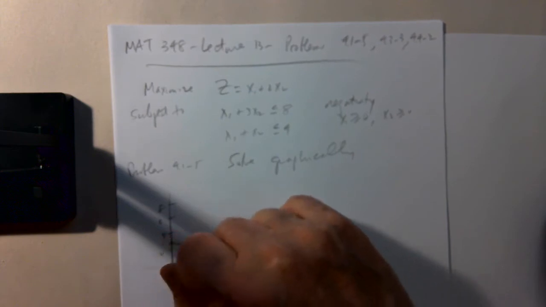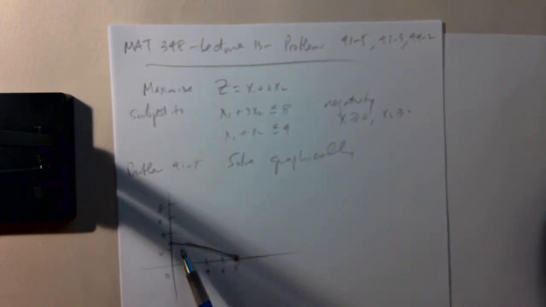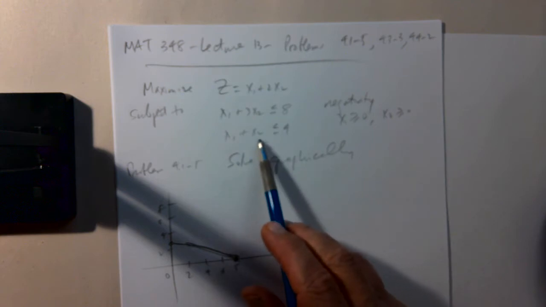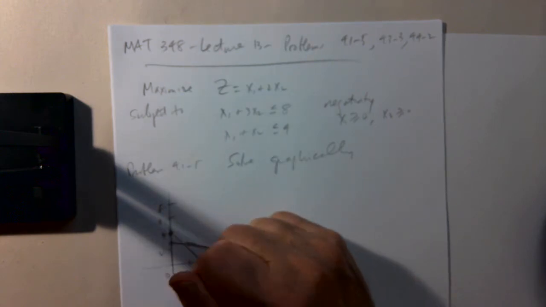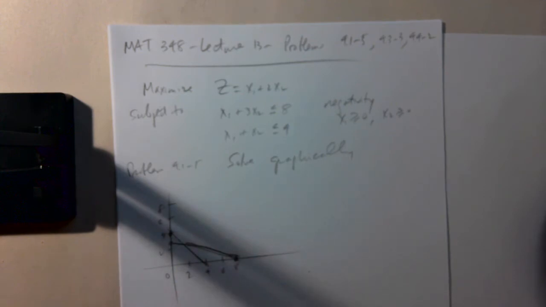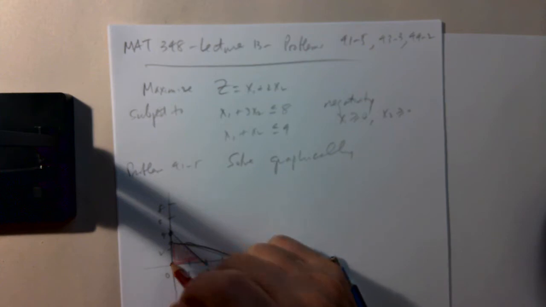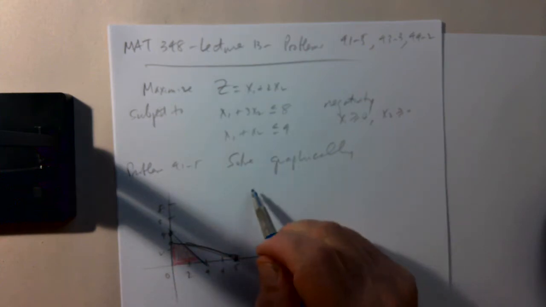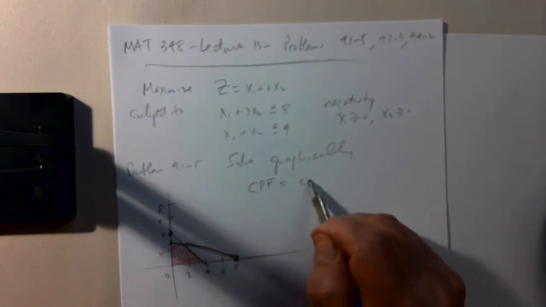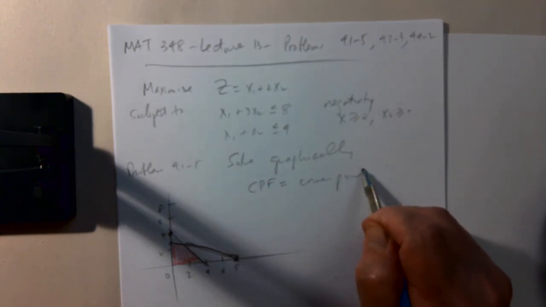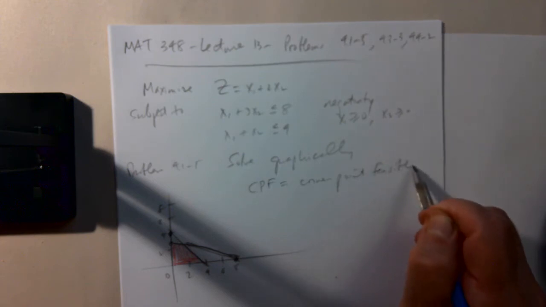So if we're looking at the non-negative, everything under this straight line in the first quadrant, it's this triangle. x1 plus x2 equal 4 is just the line that looks like this. So our feasible region is this. And what are the CPF, the corner point feasible solutions?